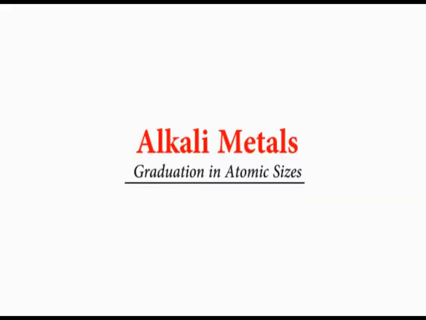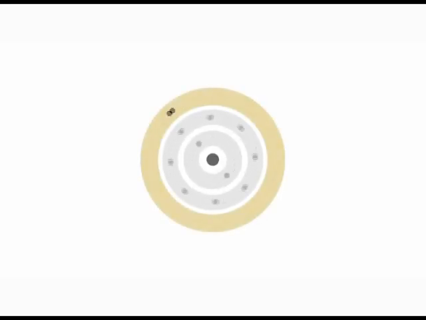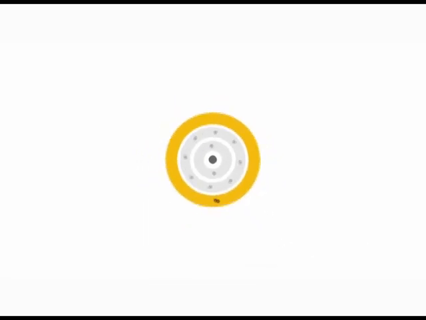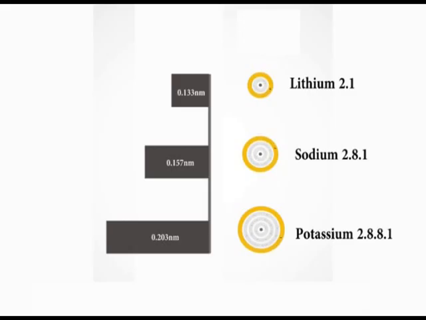Graduation in atomic sizes. Atomic radius is the distance from the center of the atom to the outermost energy level occupied by an electron or electrons. In alkali metals, the atomic radii increase down the group. This is because as you go down the group, there is an additional energy level on each subsequent atom.